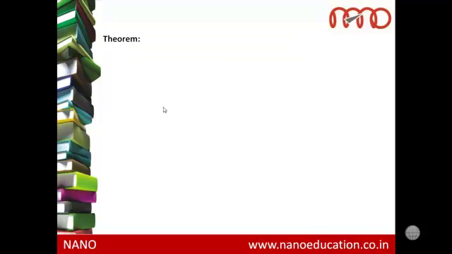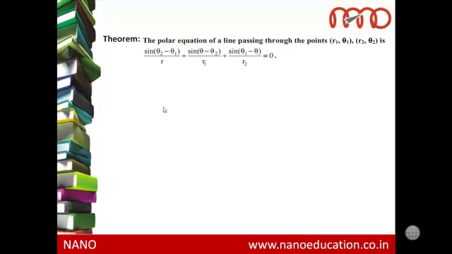Next theorem, the polar equation of a straight line passing through the points (r1, theta 1), (r2, theta 2) is sin(theta 2 minus theta 1) by r plus sin(theta minus theta 2) by r1 plus sin(theta 1 minus theta) by r2 is equal to 0.